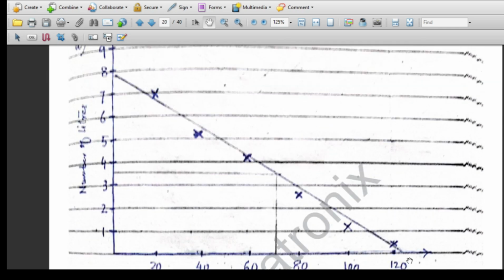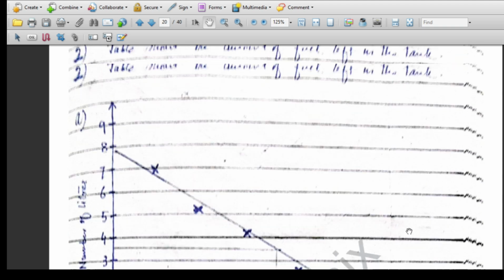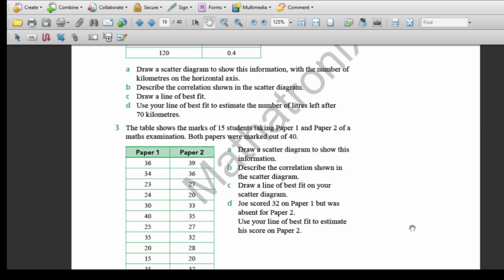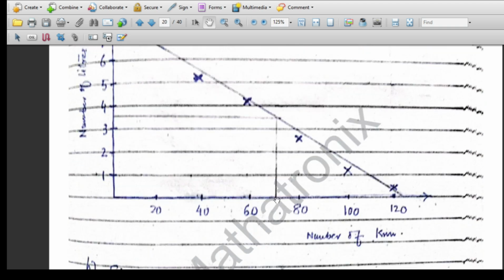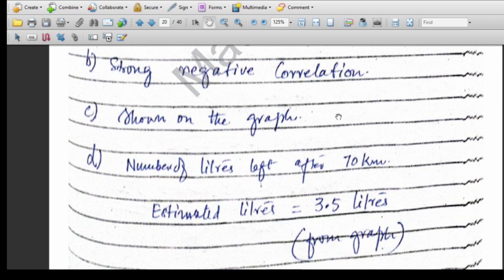So we have these values plotted and we draw a best fit line, and with that best fit we have to find one answer. Use the line of best fit to estimate the number of liters left after 70 kilometers. At 70 kilometers the amount of fuel left is around 3.4 or 3.5 liters.